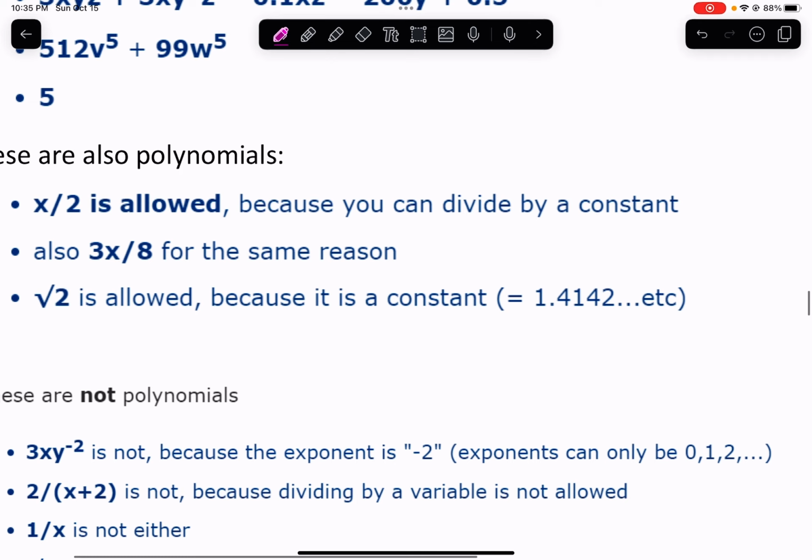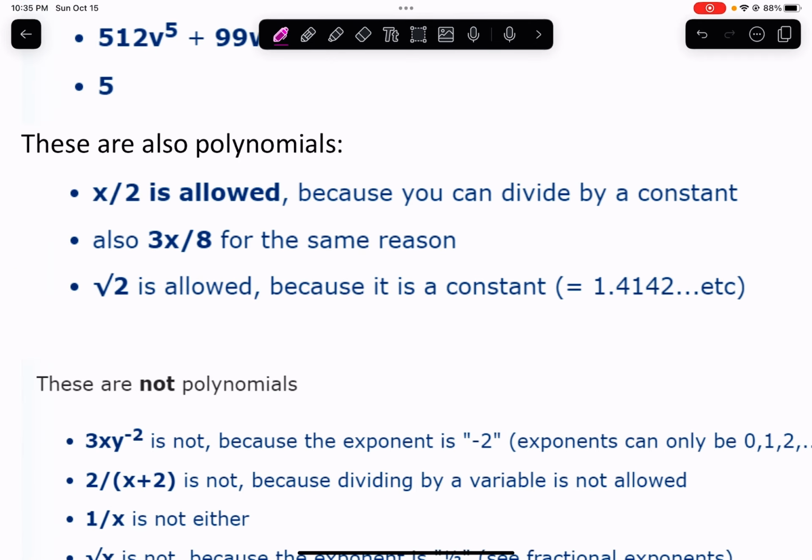Now, some things that feel like they're not allowed, but they are: dividing by a constant. You're allowed to do that. And then you can also multiply or divide by a fraction as long as there are no variables in the denominator. Additionally, you can have a square root or a radical for that matter with a number inside. However, you are not allowed to have a radical or a square root with a variable inside.